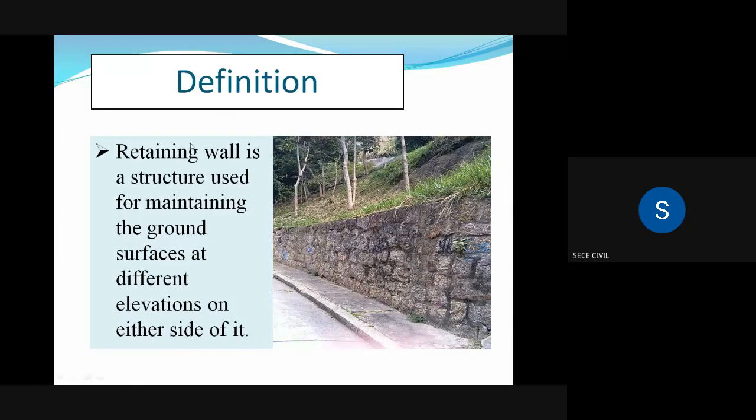Now, the definition of a retaining wall. A retaining wall is a structure used for maintaining the ground surfaces at different elevations on either side of it. If asked what a retaining wall is, we define it as a structure used only for maintaining the ground surfaces at different elevations on either side of it.